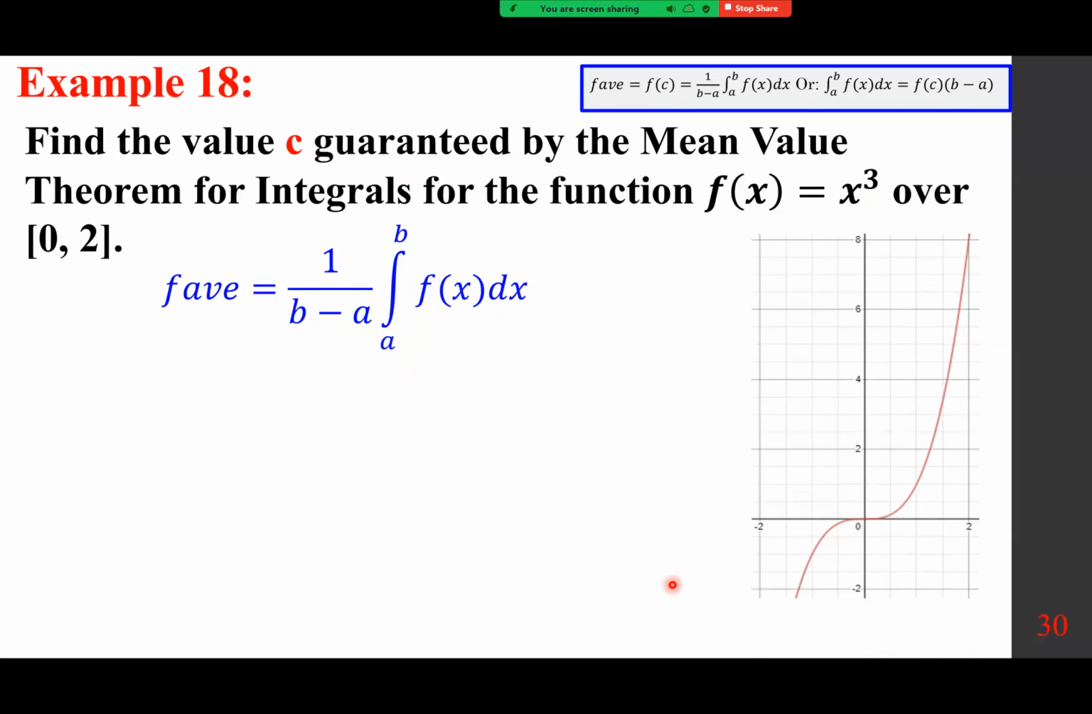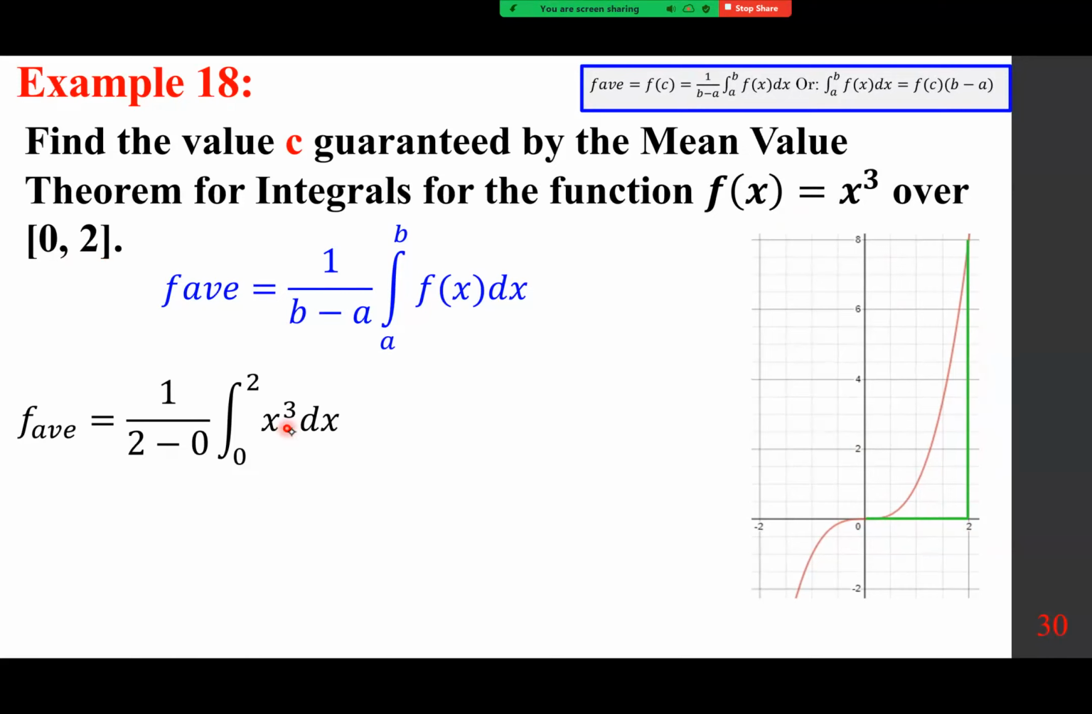So here's the graph. We want to go from 0 to 2. So this is the portion of y equals x cubed, f of x equals x cubed, we are interested in. Now this area, we can find it, and this area is equal to the area of some rectangle with the width of 2 minus 0, which is this one, and the height of this f average we're going to find. So let's plug in.